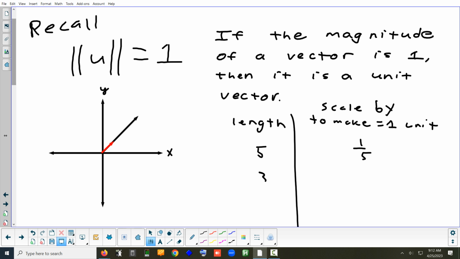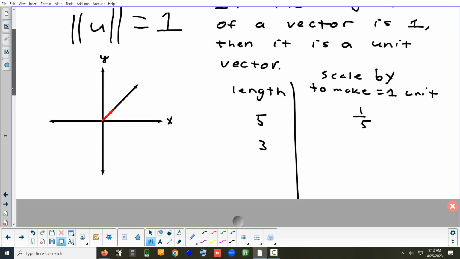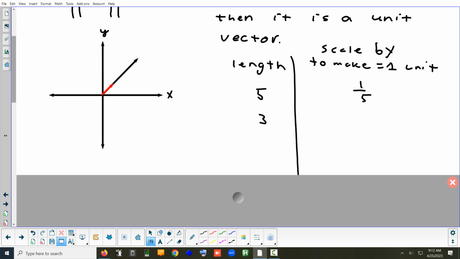What if I had a vector that was 3 units long? What would you scale it by to make it 1 unit? Yeah? 1/3. What if I had a vector that was 1/4 of a unit? What would I scale that by to make it 1 unit? Yeah? 4. So if you look at the first 3, you might see a pattern with the number on the left and how you get the number on the right.